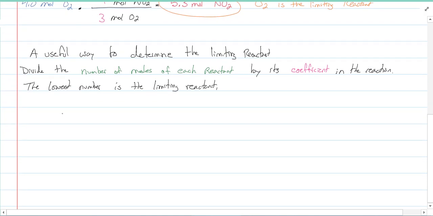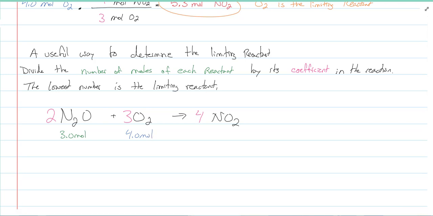So what do I mean by this? I have N2O, O2, and NO2. Coefficients were 2, 3, and 4. We started with 3.0 moles of N2O and 4.0 moles of O2. What I like to do, and I'll do it in orange, I'll take 3 divided by 2. The 3 comes from the 3 moles, the 2 is the coefficient, is 1.5. And I'll take 4 divided by 3, 1.33. Well, who's smaller? So all I do is circle this.